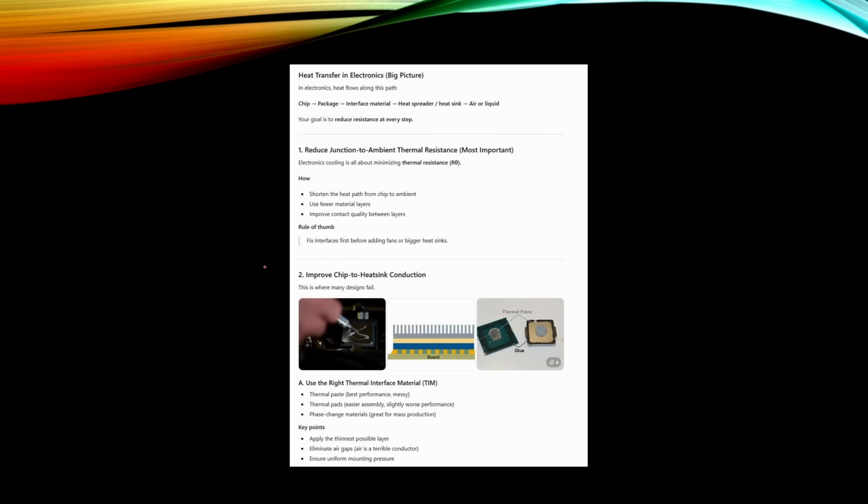We can improve chip to heat sink conduction by adding some material having very high thermal conductivity, for example pads or glue. Always use the thinnest possible layer. Eliminate air gaps. We can say that air in this kind of application is an insulation material, so always eliminate air gaps. Ensure uniform mounting pressure also.